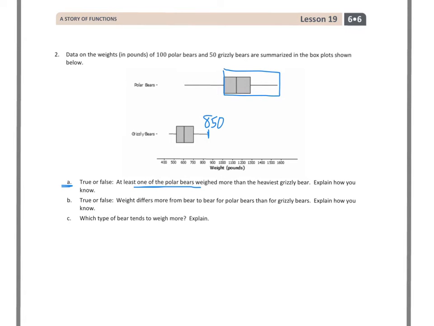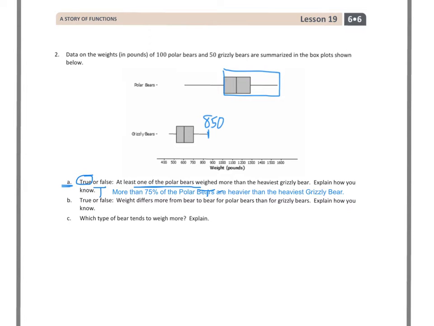Well, there's 75% of those polar bears, and they're much heavier than that grizzly bear, and I would say less than 25% of the polar bears are lighter than the heaviest grizzly bear. So I'm going to say this is true because more than 75% of polar bears weigh more than the heaviest grizzly bear. So there's my statement, and I'll put my true there, and I'll even circle it.